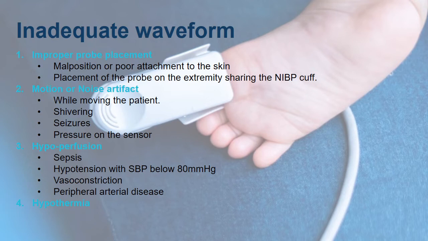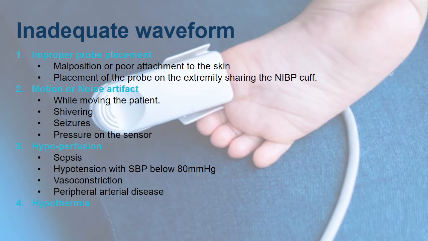Okay, now we have inadequate waveform. What happens is improper probe placement. If the probe is not properly placed on the nail bed or on the earlobe or anywhere on the body, of course the pulse oximeter is not going to give you a good waveform. Also, if you have a patient with an NIBP cuff on the same arm on which you have the pulse oximeter on the finger, when the NIBP cuff inflates, there is no perfusion of the hand at that very moment, and so your waveform is disrupted.